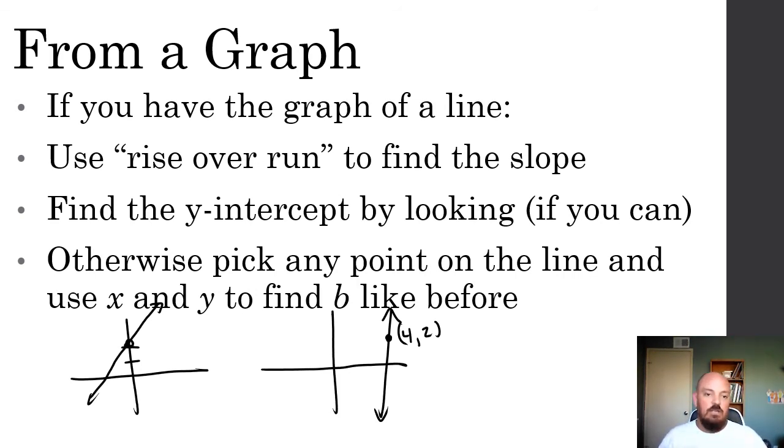And this is what it says right here, even though my graphs are covering it up a little bit. It says if you can't tell just by looking at it, pick a point on the line, substitute x and y, solve for b, just like we did before.